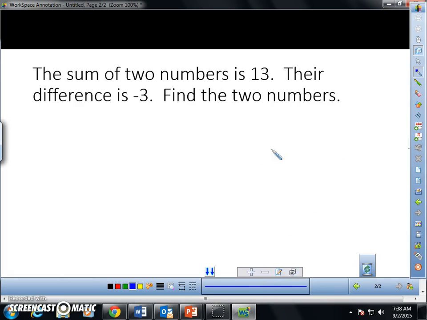For this next example, we have the question that says the sum of two numbers is 13 and their difference is negative 3.